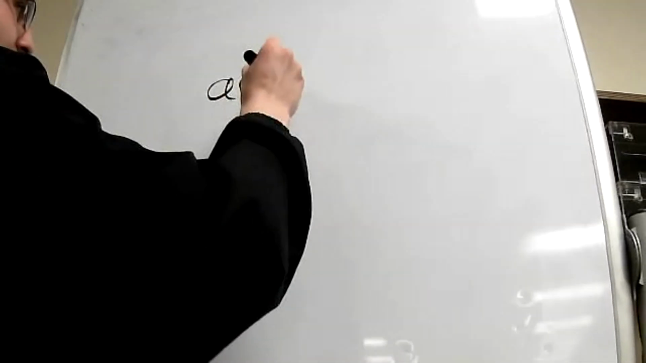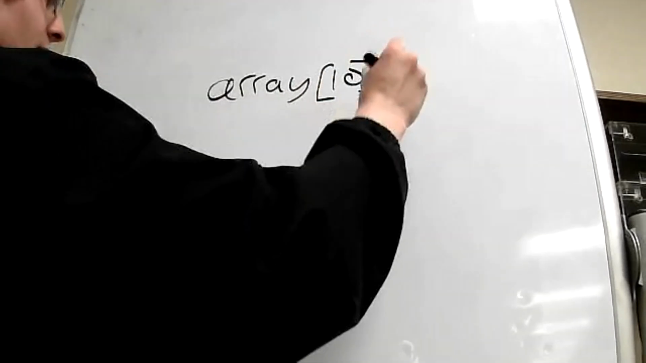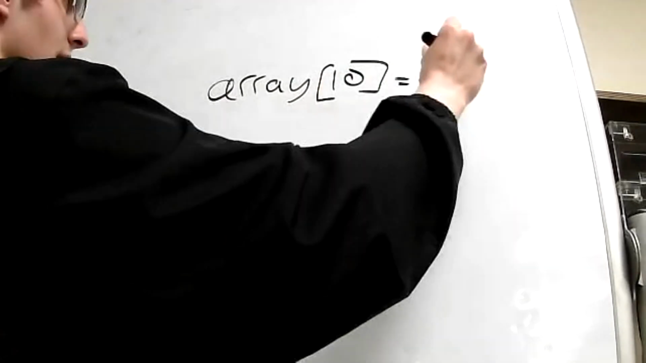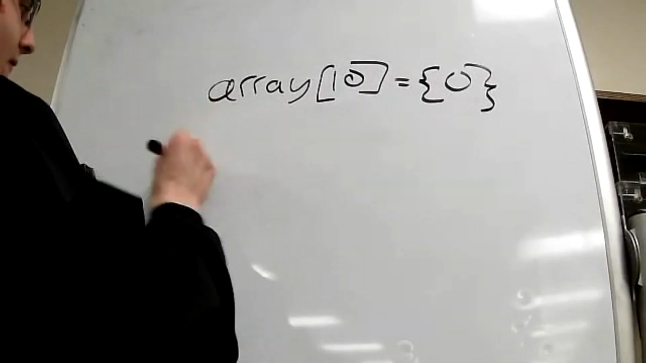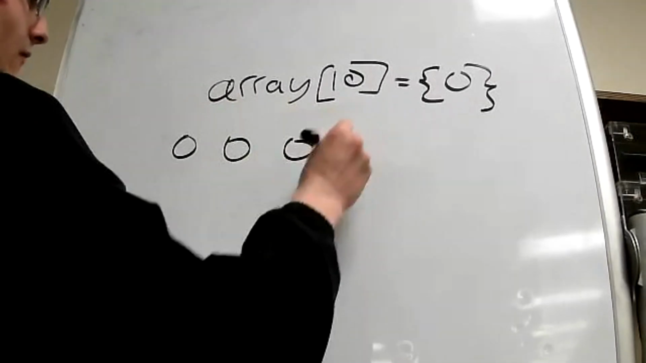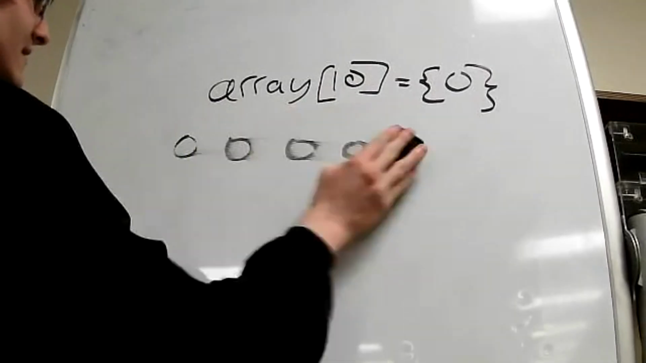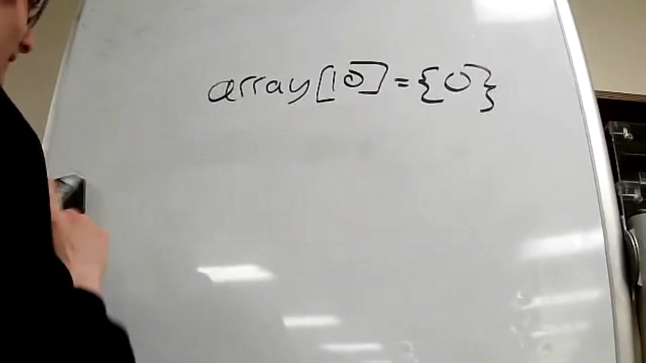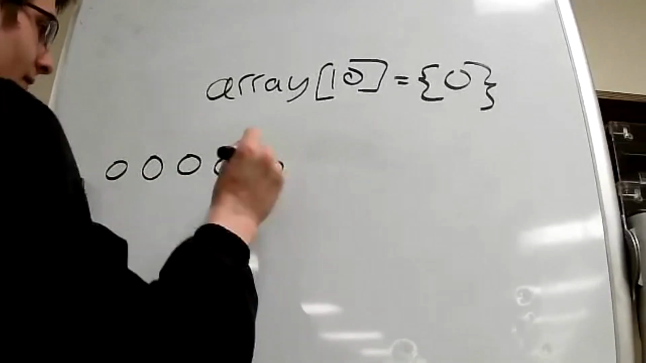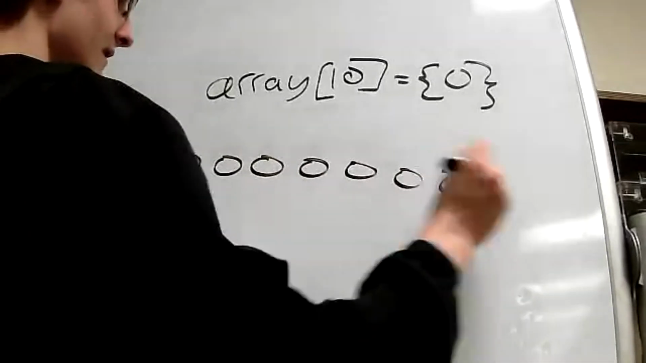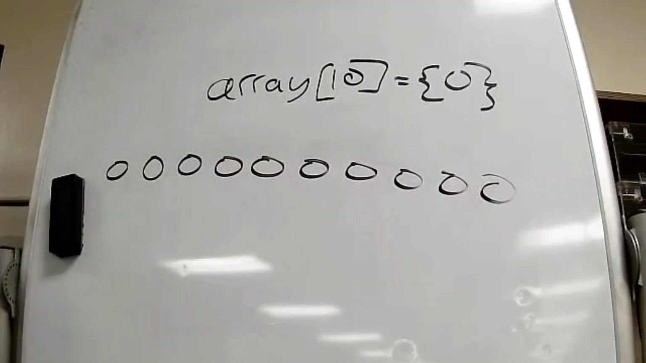So anyways, we have this array. It's an array of 10, and it's just set to that, right? So if we look at this array, we're basically going to have 1, 2, 3, 4. Oh gosh, I need more space. 1, 2, 3, 4, 5, 6, 7, 8, 9, 10. This is what the array looks like right now, okay?